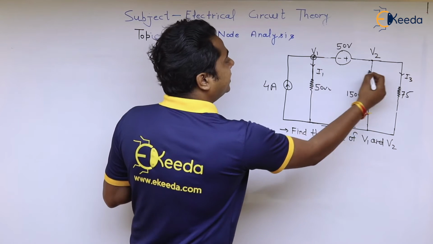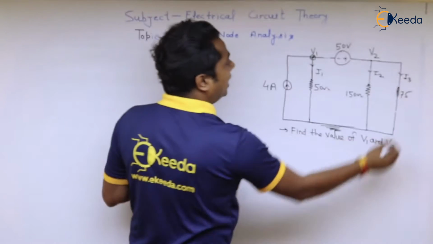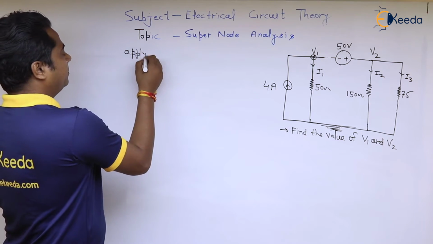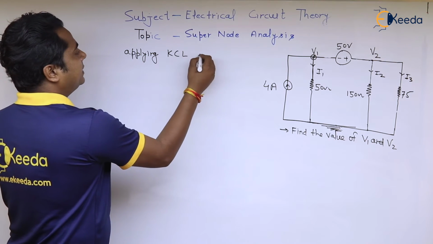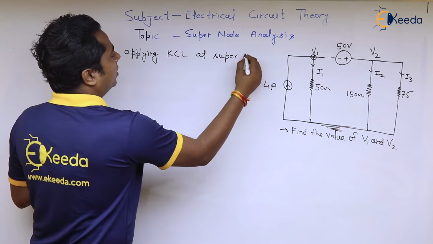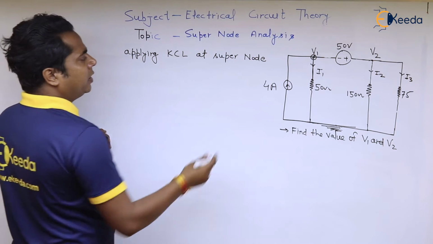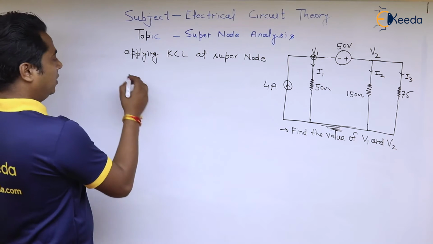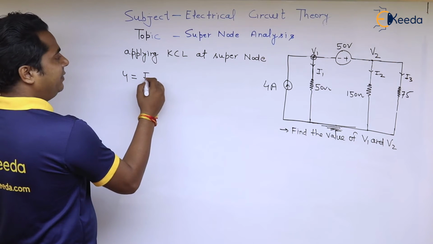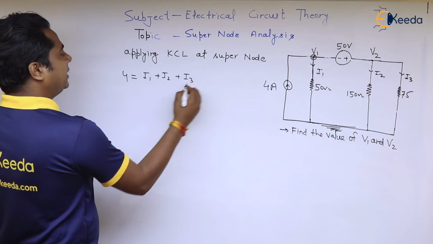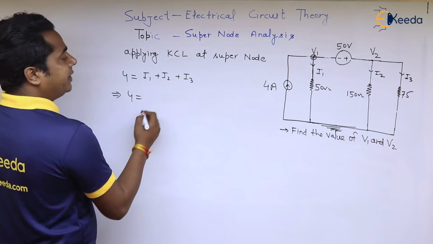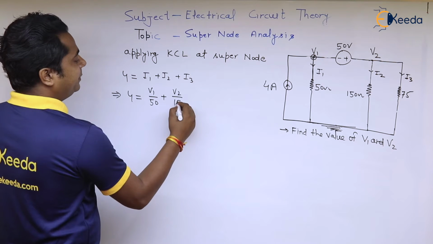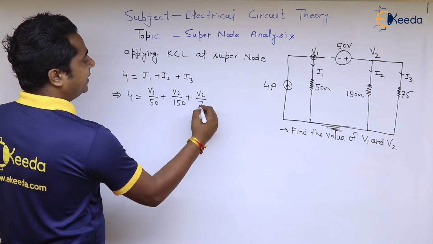If this is I1, this is I2 and this is I3, then applying KCL at the supernode, 4 ampere is incoming and I1, I2 and I3, these three are outgoing. So 4 is equal to I1 plus I2 plus I3, and 4 is equal to I1, which is V1 upon 50, plus I2, which is V2 upon 150, plus I3, which is V2 upon 75.